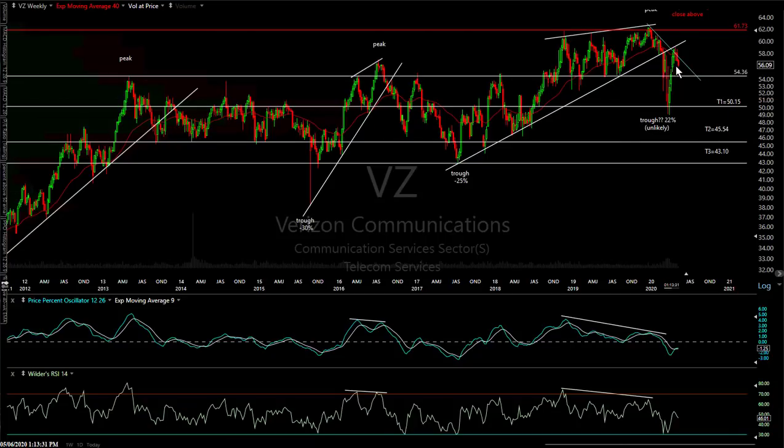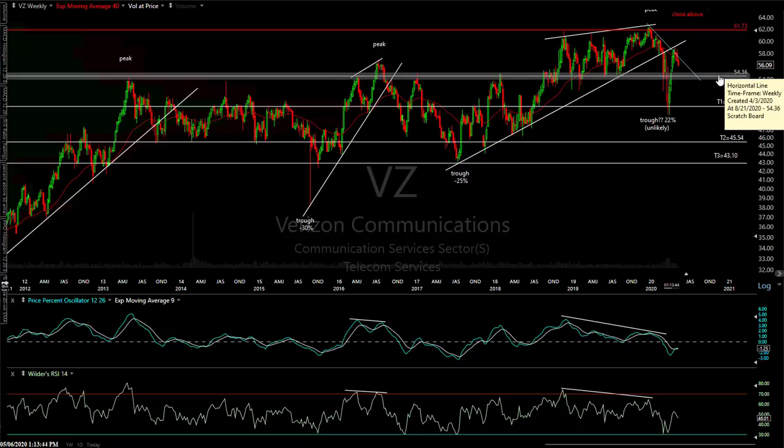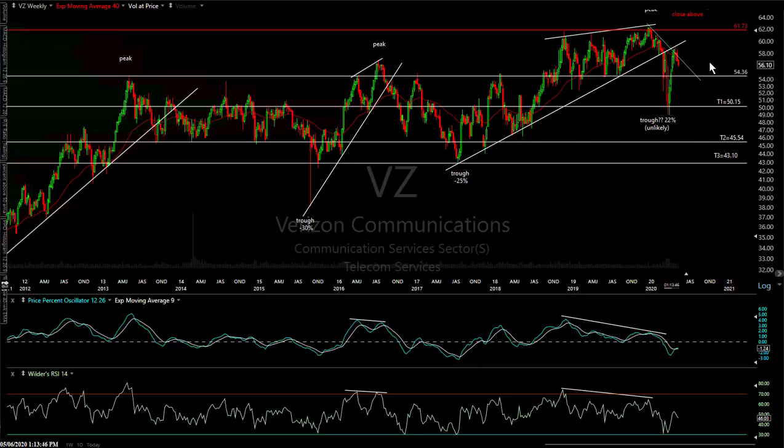about 54.36 if you want to take the quick buck. But this trade, just like Berkshire and some others, I'm looking for a run back down, a test, and quite likely an undercut of those previous lows ultimately. And I may add an additional target there if I see something in the market that convinces me that we might not get to those lows there.